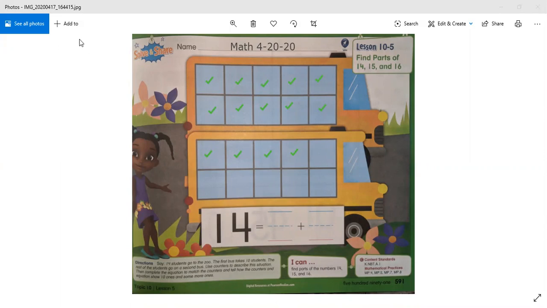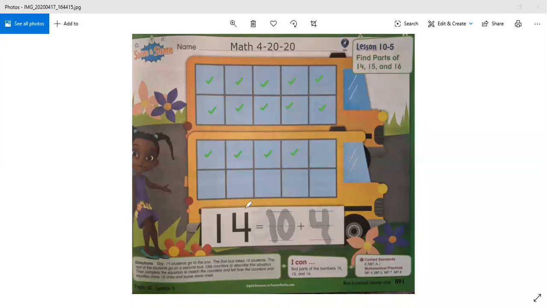So that means for our equation, we need to have this first number being whoever is on the first bus, and there's 10 of them, right? So I'm going to put the number 10 for the first bus. And how many did I end up with on the second bus? 1, 2, 3, 4, right? 4. So let's go ahead and put our 4 here. So we knew that there was 14 that were going to the zoo. 10 of them were able to fit on the first bus, and then the rest of them, being 4 people, were on the second bus.